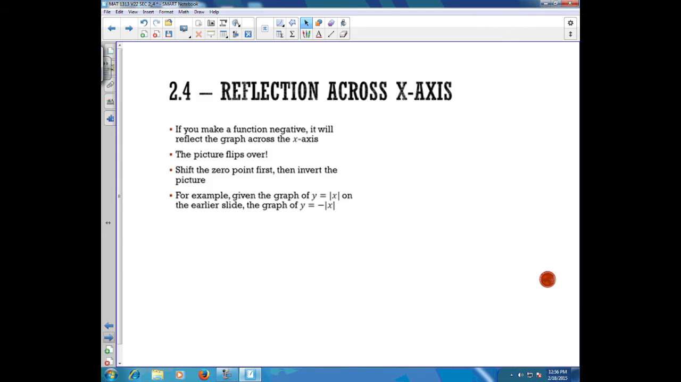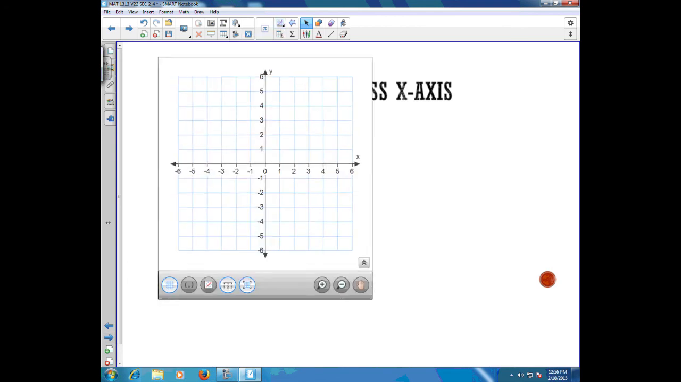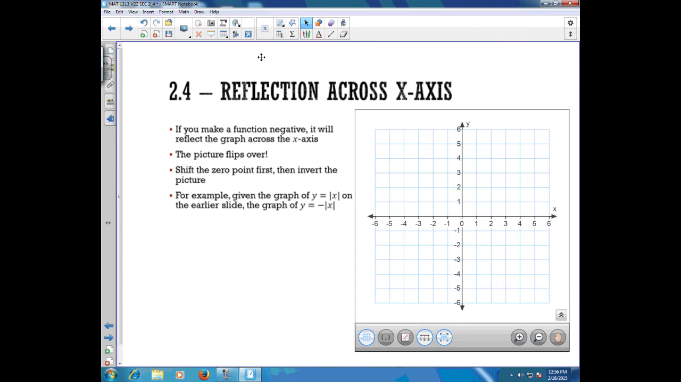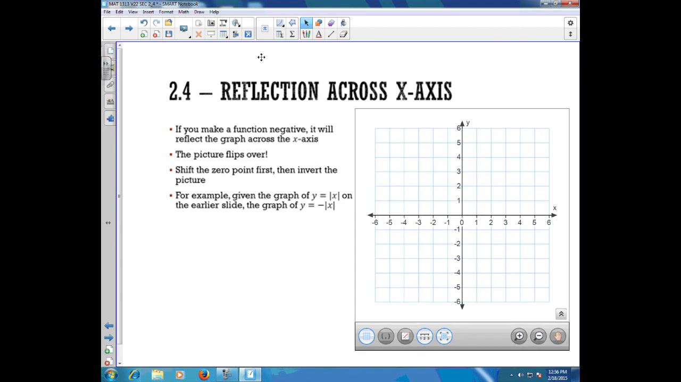So the last thing that we're going to talk about is reflection across the x-axis. If you make a function negative, then it'll reflect the graph across the x-axis. Essentially, the picture just flips over. So what you want to do when you're graphing these things is to first shift the 0 point, and then invert the picture. So move to the left and up or right and down, or move in the proper direction for the horizontal and vertical translations, and then just flip the picture over.